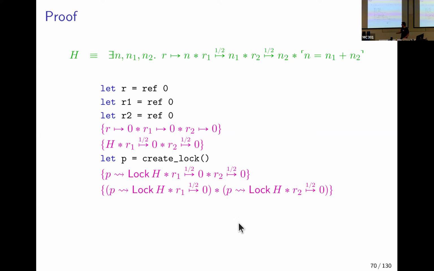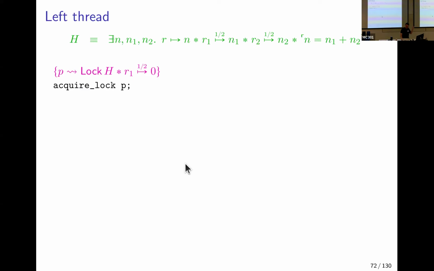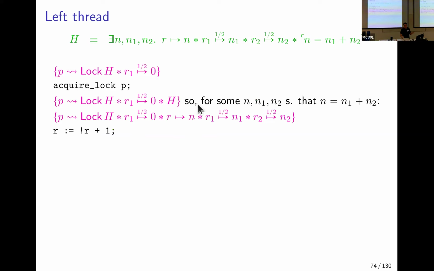We can split the lock into 2 parts because it is duplicable. Then we have to prove the left thread with, of course, the lock invariant, but also the fact that R1 points to 0 with permission 1/2. Same on the right with R2. So how does this go for one of the threads? You acquire the lock, so you get back H. Then you split, using the existential rule, that for some N, N1, N2, such that N is equal to N1 plus N2, this holds.